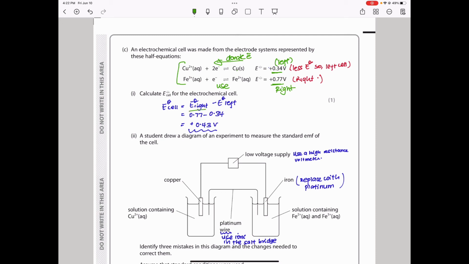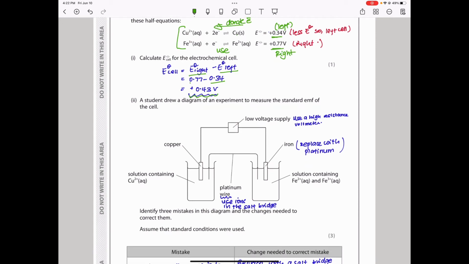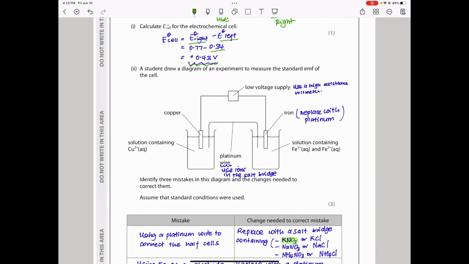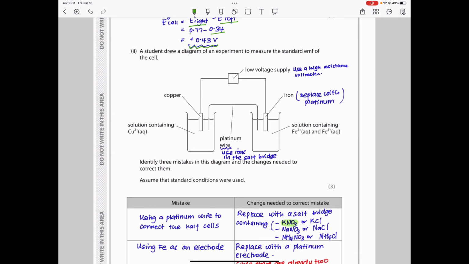So we will say E right minus E left, and therefore E right 0.77 minus E left 0.34, and the overall is going to be 0.43 volts. Do not forget to put the units. Next part says, a student drew a diagram of an experiment to measure the standard EMF of the cell. So this is what we have. And they say, identify 3 mistakes in this diagram and the changes needed to correct them.